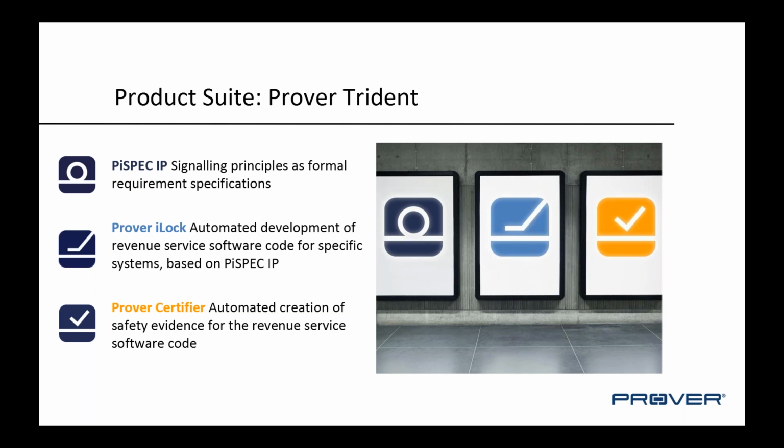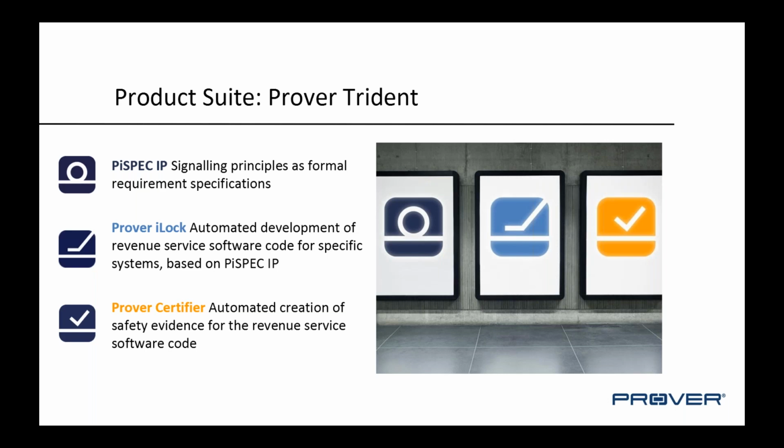Then we have the Prover iLock tool, which is the centerpiece of this demonstration. It can be seen as an application engineering tool where you take these generic requirements expressed in the PySpec language and create specific requirements for a system configuration. From these specific requirements, you can generate application software in some coding language, and you can do automated testing and formal safety verification, as well as generating a wide range of documentation on your system. And this will be the main focus of the demonstration today.